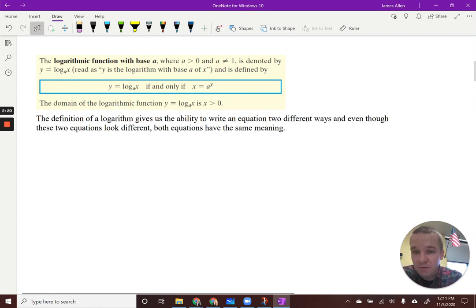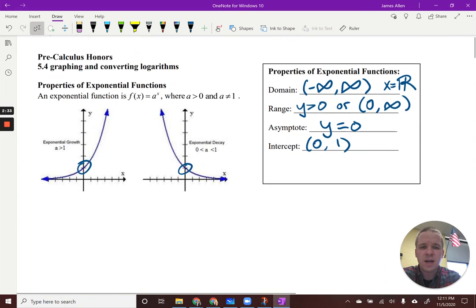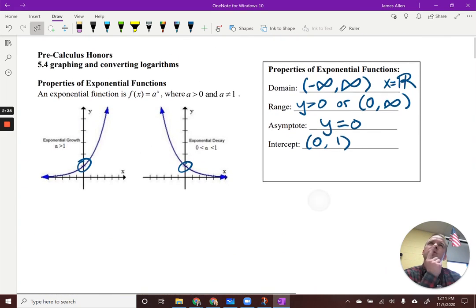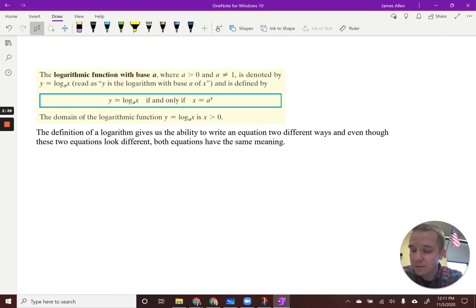The domain of a log function, actually, we're not going to get to that yet. Spoiler alert. Sorry, the domain would be that x is greater than 0. Okay? So here my domain is x is greater than 0. Up here, my range was y is greater than 0. Domain and range have switched, it appears. I wonder why. We'll get to it. The definition of a logarithm gives us the ability to write an equation two different ways, even though these two look different. They both have the same meaning there.